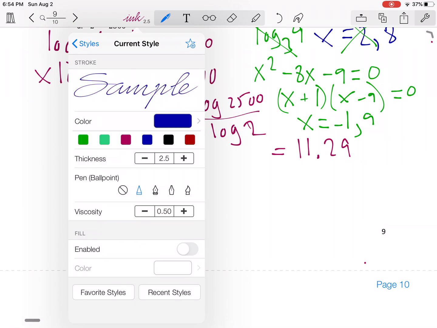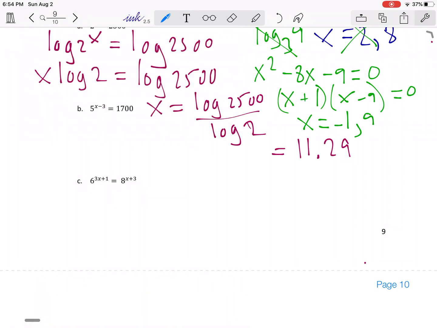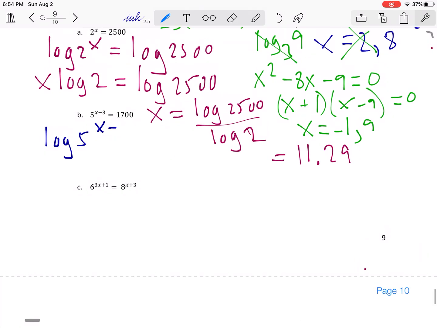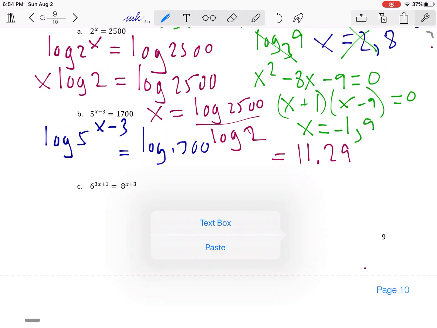Okay, let's try another one. Remember, before, what we were doing is trying to get a common base, so this one wouldn't allow us to do that. Okay, so same thing here. We take the common logarithm of both sides. Okay, so we take the log of both sides, and then x minus 5 is a power, so that goes in front.